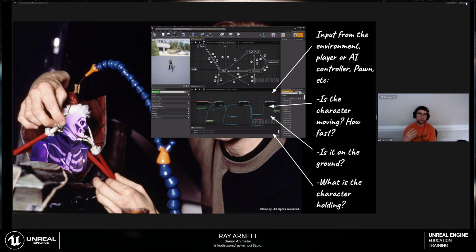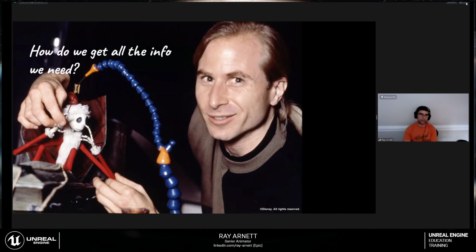Sometimes we have to do that ourselves through Blueprint, like in the event graph of the animation blueprint. Sometimes we might have animation programmers to hook all these up, and we just have little variables that say like is on ground or is DBNO that we can just plug in. But we have to take that input, and then the goal is to get an appropriate pose on the other side of that.